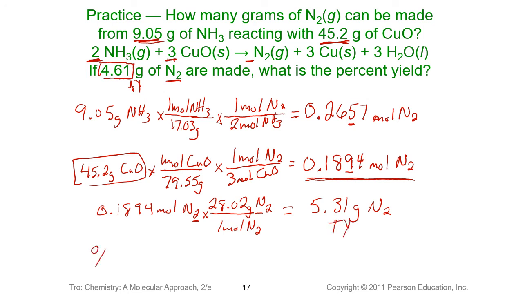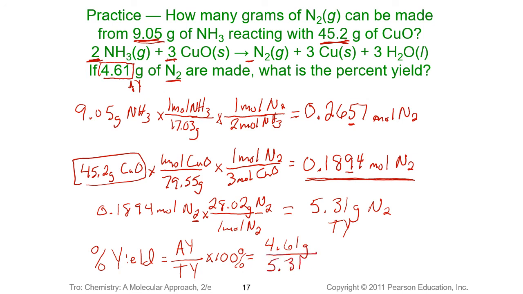So if we want to find percent yield, it's equal to the actual yield divided by theoretical yield times 100. We take our 4.61 grams given to us in the problem, divide by the maximum amount we could make, which is the 5.31 grams, multiply by 100, and our percent yield is 86.8%.